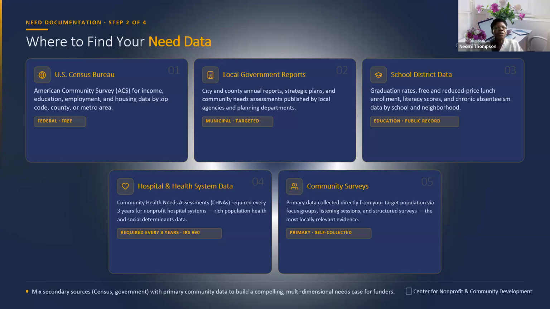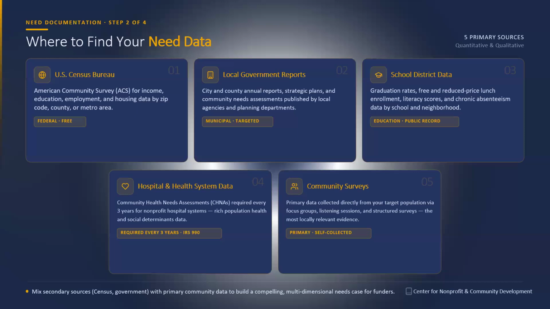Then we have hospitals and health system data. Community Health Needs Assessment, CHNAs, required every 3 years for nonprofit hospital systems. Rich population health and social determinants data. What is that? Required every 3 years. I mean, the 990, they have to. It's required every 3 years because numbers change. What happened 3 years ago is not the same as this year. So every 3 years they have to do the survey all over again to make sure it's the most current.